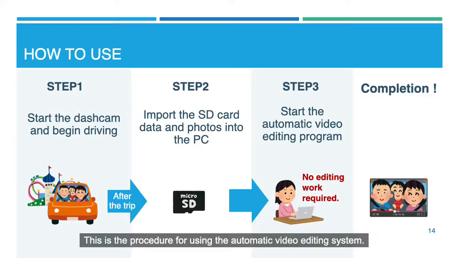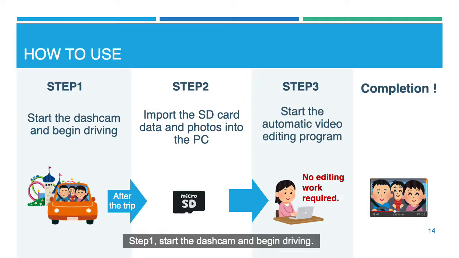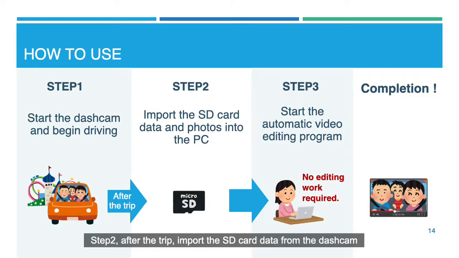This is the procedure for using the automatic video editing system. Step 1. Start the dashcam and begin driving. Step 2. After the trip, import the SD card data from the dashcam and the photos taken during the trip into the PC that is running the system. Step 3. Start the automatic video editing program.